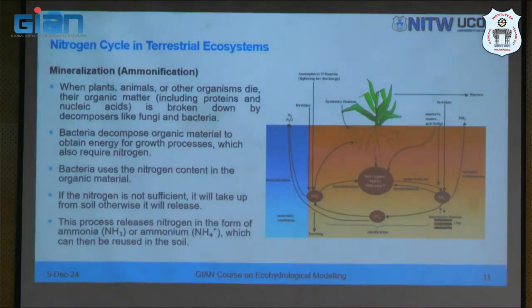There is another process, which is when this plant dies. When your plant or animal or any organism dies, what we know as ammonification or mineralization. So here, when the plant or animal dies, the bacteria break down this organic matter into glucose and use that glucose for energy. That process is what we call ammonification. The bacteria decomposes the organic material, this all of us know, right. To obtain energy for its growth processes, it basically decomposes into glucose and takes the energy from there.